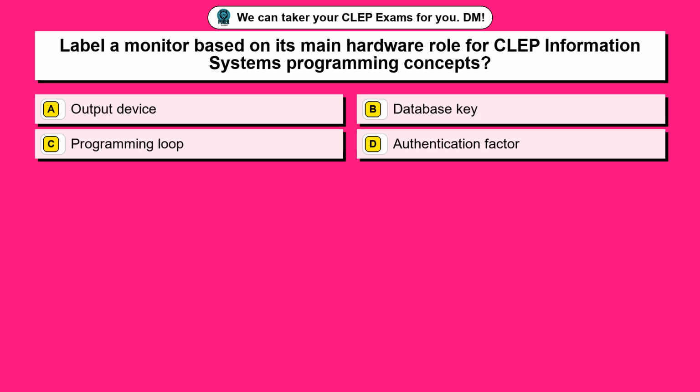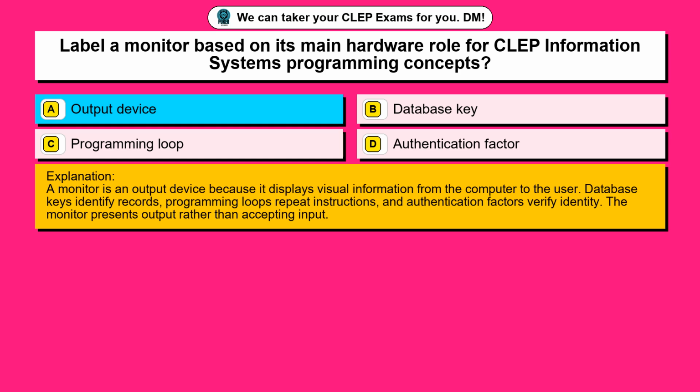Question 55. Label a monitor based on its main hardware role for CLEP Information Systems programming concepts. Option A, output device. Option B, database key. Option C, programming loop. Option D, authentication factor. The correct answer is option A, output device.